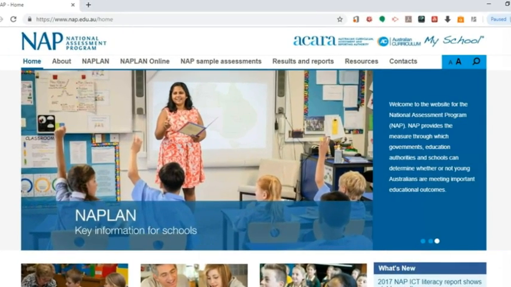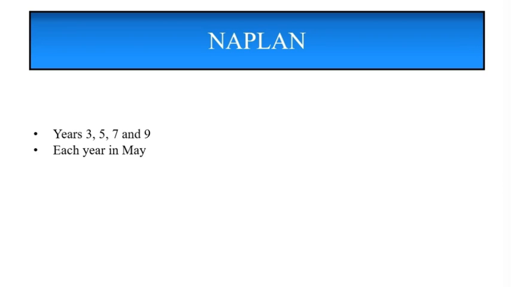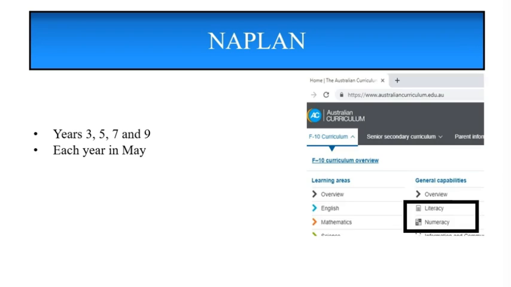Let us now look at the national level assessment. There are 2 national level assessment programs: National Assessment Program in Literacy and Numeracy, popularly known as NAPLAN, and NAP sample assessments. NAPLAN is an annual assessment for all students around the country in the years 3, 5, 7 and 9. It is conducted in the month of May and it is the assessment of English literacy and numeracy only.